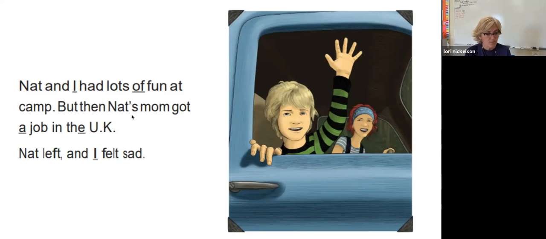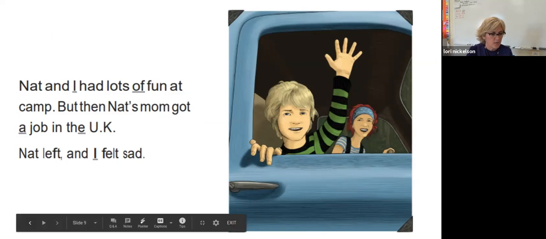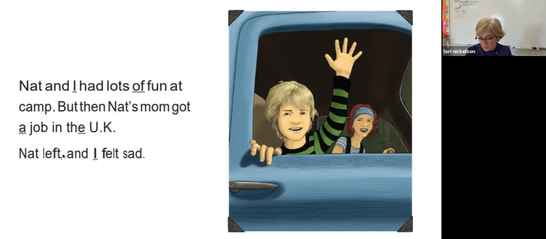Notice also, besides the apostrophe, you have a comma right here. A comma in the sentence. Nat left and I felt sad. Commas are used in the middle of sentences and we should pause or take a breath when we see one. So if I read that sentence, I would say, Nat left, and I felt sad. Did you hear the pause for that comma?